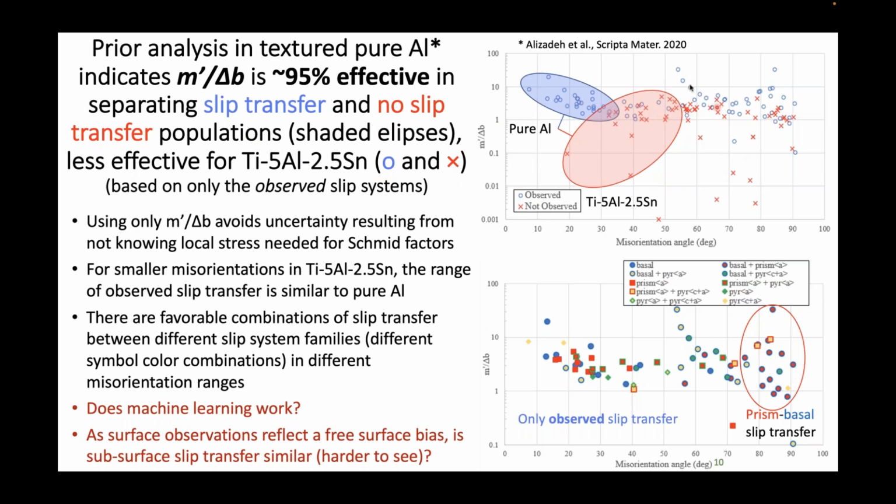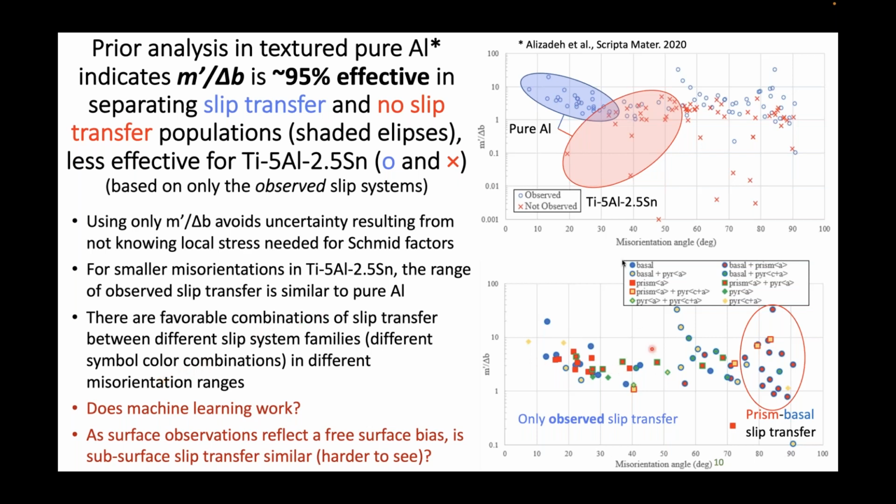The actual symbols on this plot are for samples of Ti 525, and clearly they're not as well separated. And there's reasons for that. One is that we would expect prism slip and basal slip to be well aligned with each other at misorientation angles close to 90 degrees. And indeed, we see evidence of that here. And there's other complicated geometrical things to take into consideration. We have 4 families of slip systems to consider.